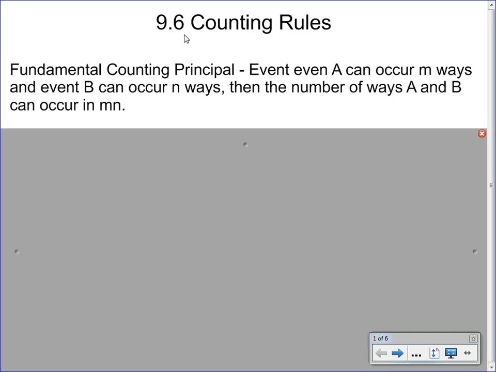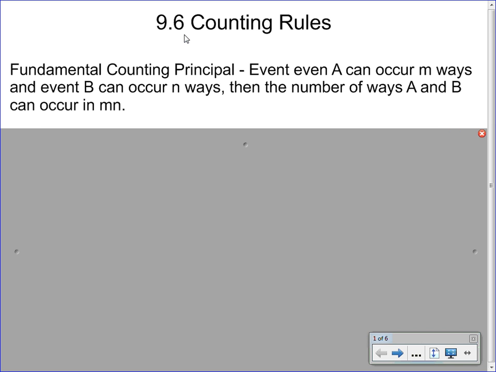Alright, today we are going to discuss counting rules. So, 3 things: the fundamental counting principle, permutation, and combination. Alright? So first of all, the fundamental counting principle.